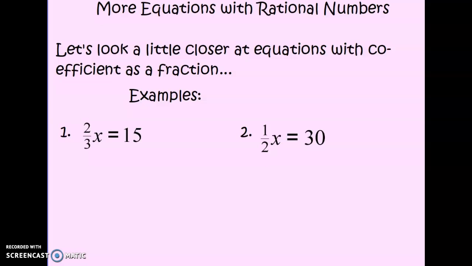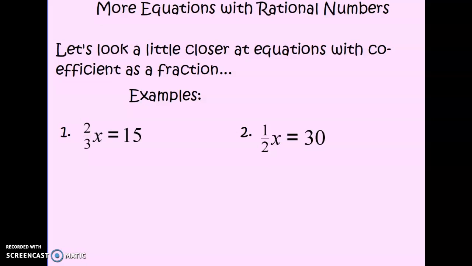Good morning. Today we're going to look at some more equation examples with rational numbers. We're going to look at the ones that have a coefficient that is a fraction. And remember, a coefficient is that number that is being multiplied by a variable. So I'm going to start with just some one-step equations, and then we're going to get into some two-step and multi-step. So here's our first example, 2/3 x equals 15.